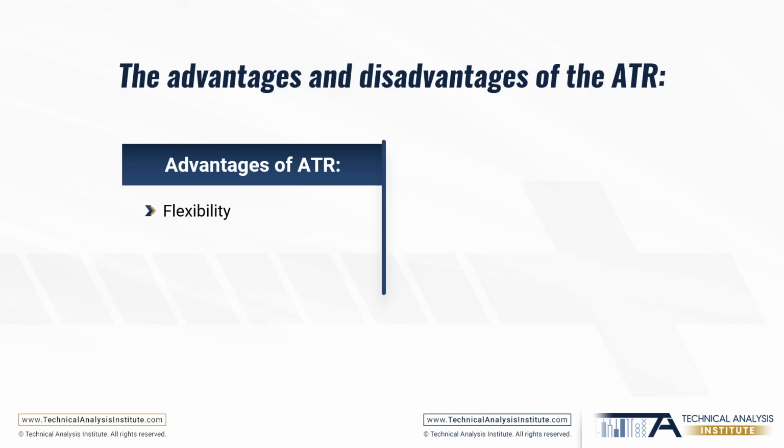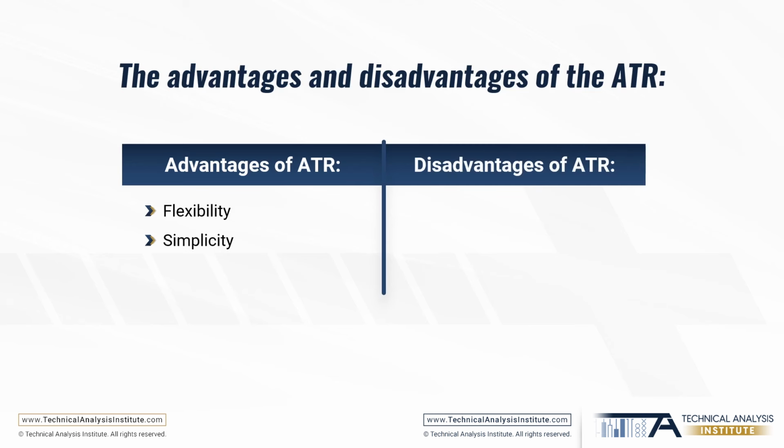Now let's discuss the advantages and disadvantages of this method. The advantages are flexibility, since the ATR adapts to market volatility, making it flexible across different market conditions. Simplicity, because it's straightforward to implement, as most trading platforms provide ATR data automatically. Now, the disadvantages of ATR is it's a lagging indicator because it's based on past data. It can lag, especially in fast-moving markets where yesterday's volatility may not accurately predict today's risk.